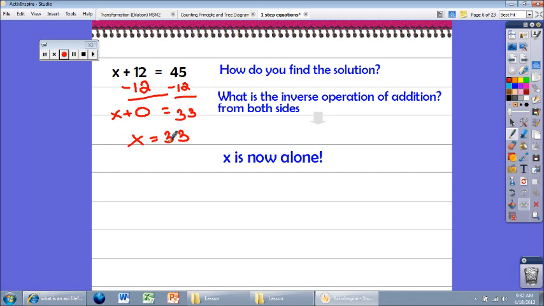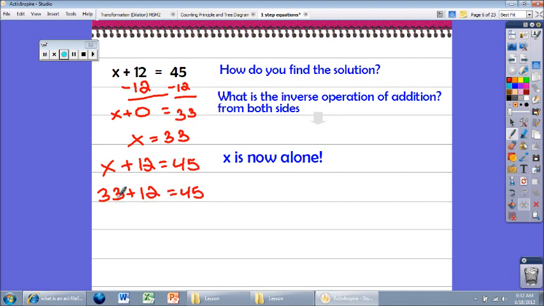But the great thing about solving equations is we can always plug it back in to see if it's right. Wherever I see an x in my original problem, x plus 12 equals 45, since I said it was 33, I'm going to plug a 33 in. I'm going to substitute 33 in right here. I'm going to rewrite everything I had. The only thing I changed here was the x. So I said x was 33, I did the plus, I did the 12, equals 45.